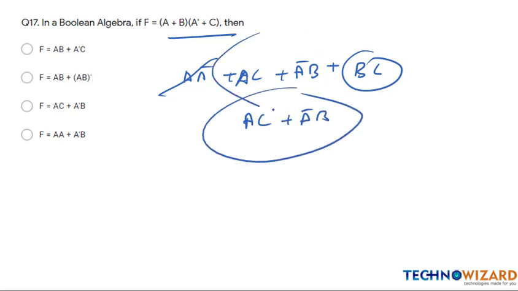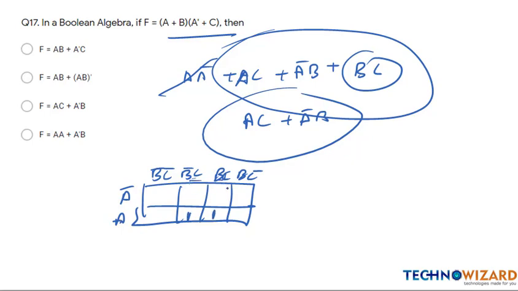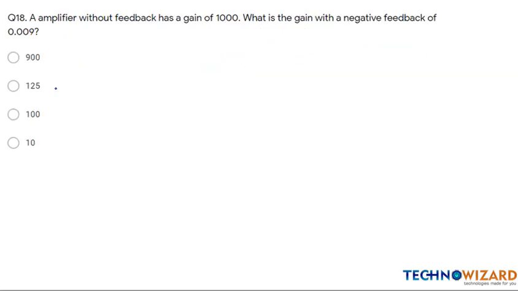You can find this also by applying this in a K map, like this. A bar A, B bar C bar, B bar C, BC, BC bar. Now AC, A and C are in both the terms. Similarly, A bar B, and BC is there. Combining these, you will get this only. AC plus A bar B is the correct answer. Therefore, option C. Next question.